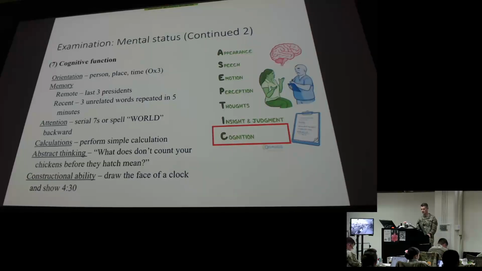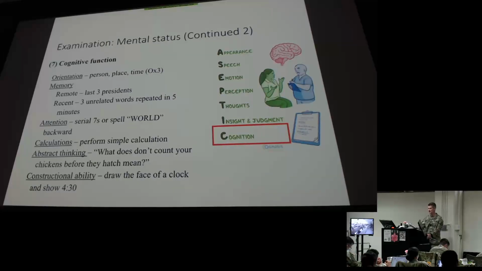But some of the things we can do is the orientation to A&O times 3. We can look at memory. So we care about long-term memory. So that's like, hey, name the last 3 presidents. We care about short-term memory. I'm going to list off 5 words, read them back to me. And then a few minutes later, we say, all right, it's been 5 minutes. Can you read those back to me again?